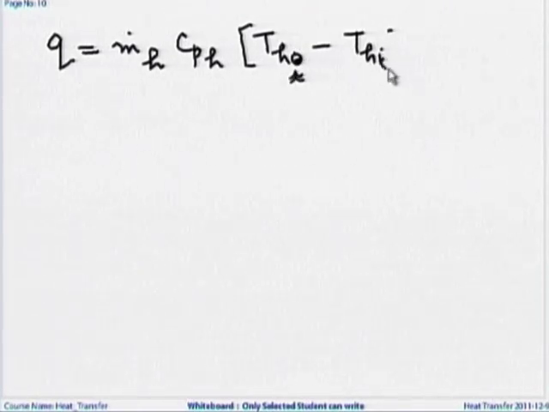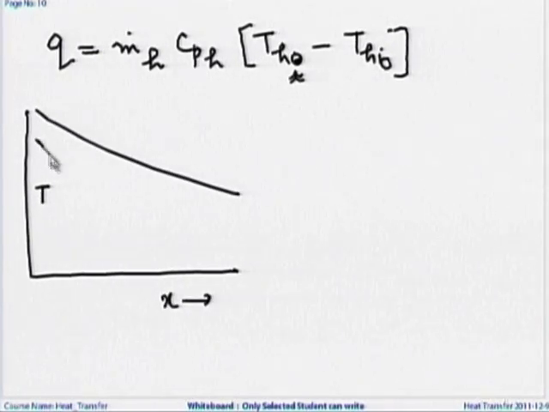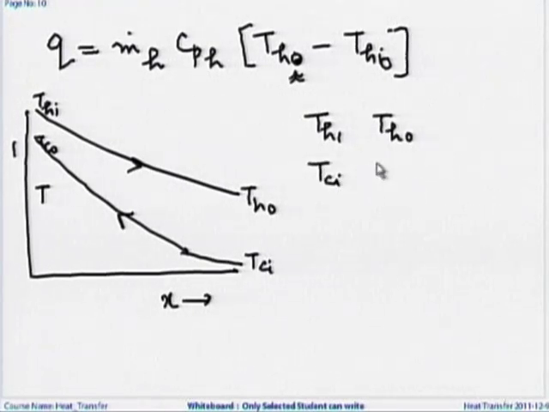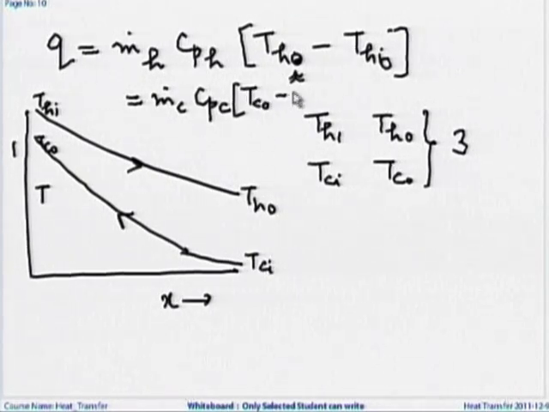(Thi minus Tho). Okay. So, if I just take a simple counter flow heat exchanger, T with respect to x, and this is hot fluid Tho, Tci, Tco here, Thi here. So, what am I saying? I need to know three out of these four temperatures Thi, Tho, Tci, Tco. So, if I know any three, by energy balance I can get m dot c Cpc (Tco minus Tci). So, knowing three, I can get the fourth one.